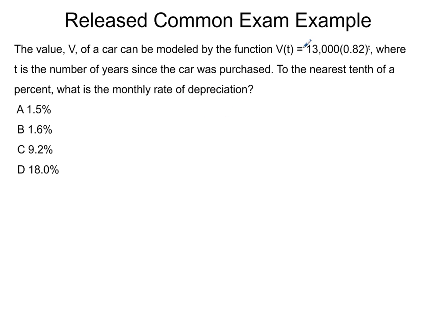Alright, so in this one, we have our amount is equal to the principal, or the starting amount, which was $13,000, times, remember this is 1 minus r here on the inside, to the t power. Now, a lot of people will make the mistake of saying, well, if this is 1 minus the rate, to find the rate, we subtract it from 1, and we get 0.18. So then we would divide by 12 to find the monthly rate of depreciation. I'm not even going to do that on the screen because it's wrong.